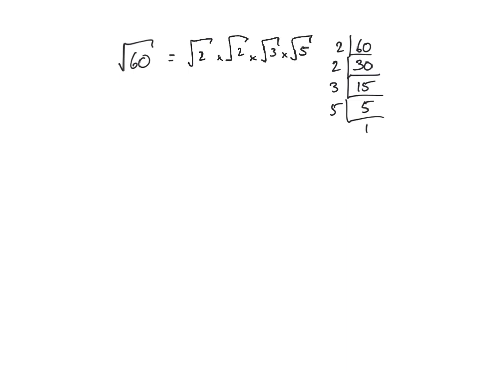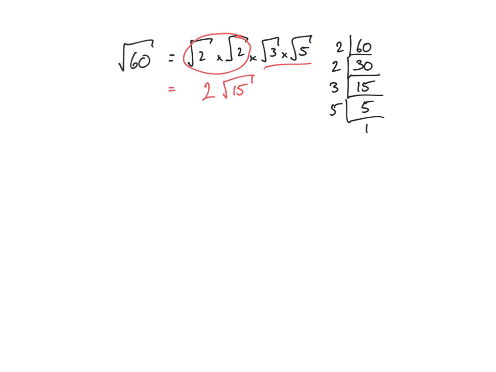Now again, we can pair them up here. Root 2 times root 2 is just 2. And root 3 times root 5, well, they don't cancel out the square roots, but I can multiply root 3 by root 5 just normally and say that's root 15. And so root 60 then is 2 times root 15, or 2 root 15s.